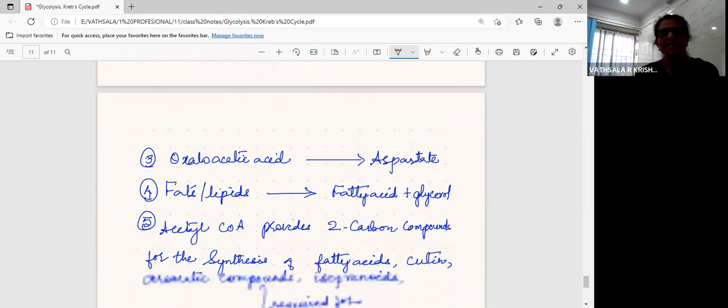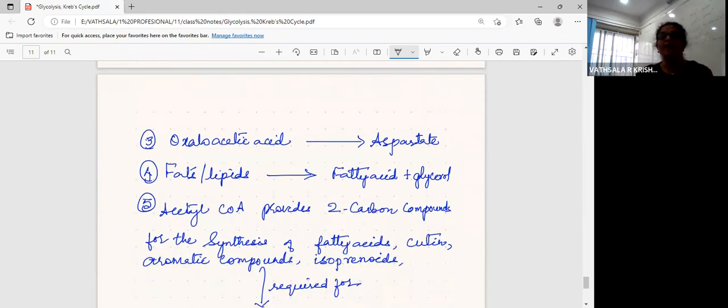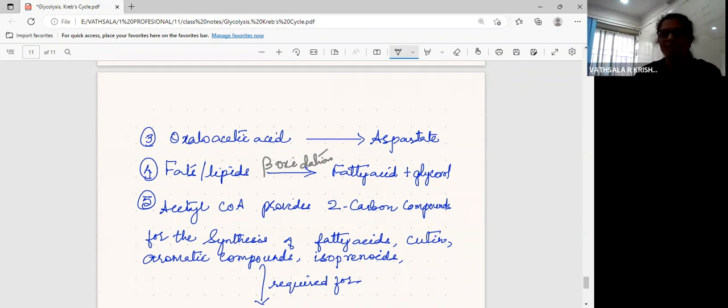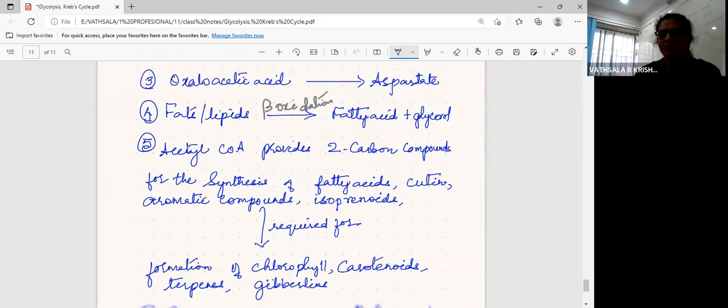Aspartic acid is formed from oxaloacetic acid. Fat and lipids form fatty acid and glycerol during beta oxidation. They form fatty acid and glycerol, which is further used for building up many things in our body. Acetyl coenzyme A produces 2 carbon compounds for the synthesis of fatty acids, cutin in plants, aromatic compounds, isoprenoids, all in plants, since we are talking with respect to respiration in plants.